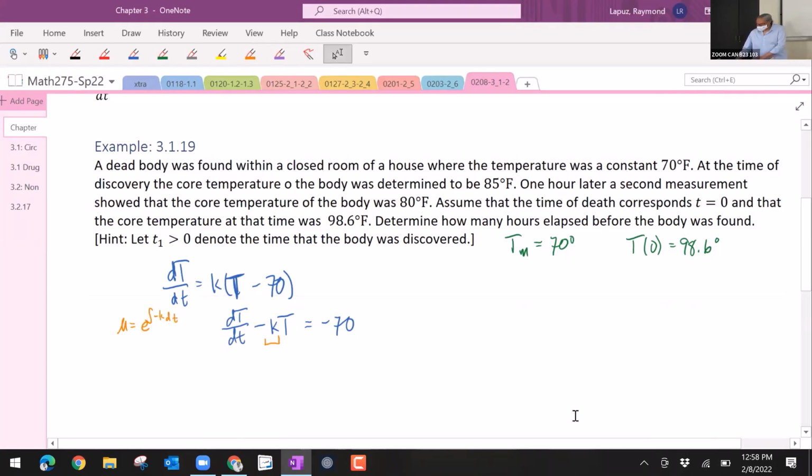Question? Wouldn't it be negative 70k? Yes, thank you. Negative 70k. Okay, and so our integrating factor is e to the negative kt.